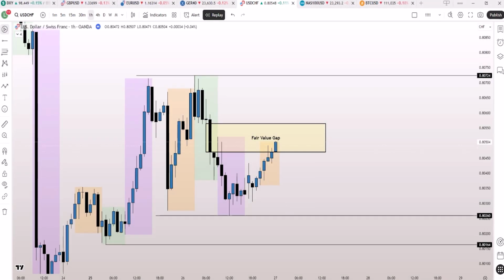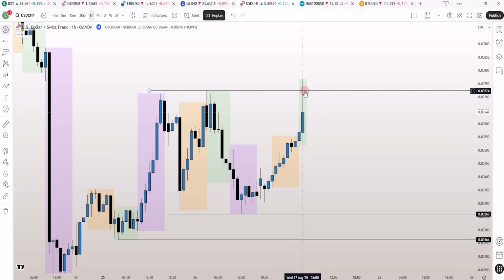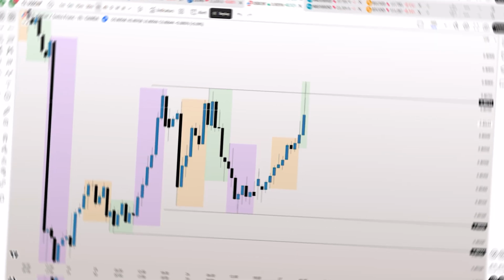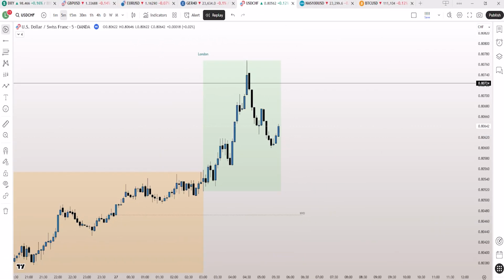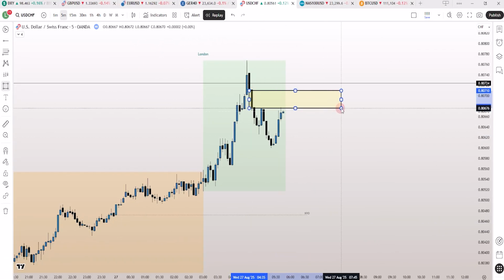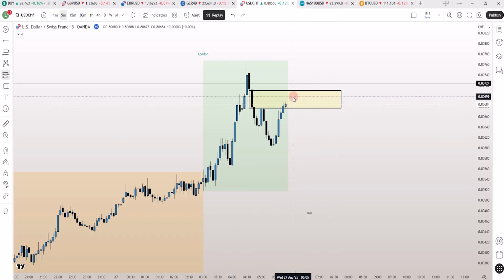In fact, London passed without reacting to the zone. The price simply pushed up, so I remain in observation mode. Further, the market comes to the local liquidity marked earlier and removes it. I switch to a lower time frame. There is a downward change in structure, an impulse shift, and a fresh bearish fair value gap.